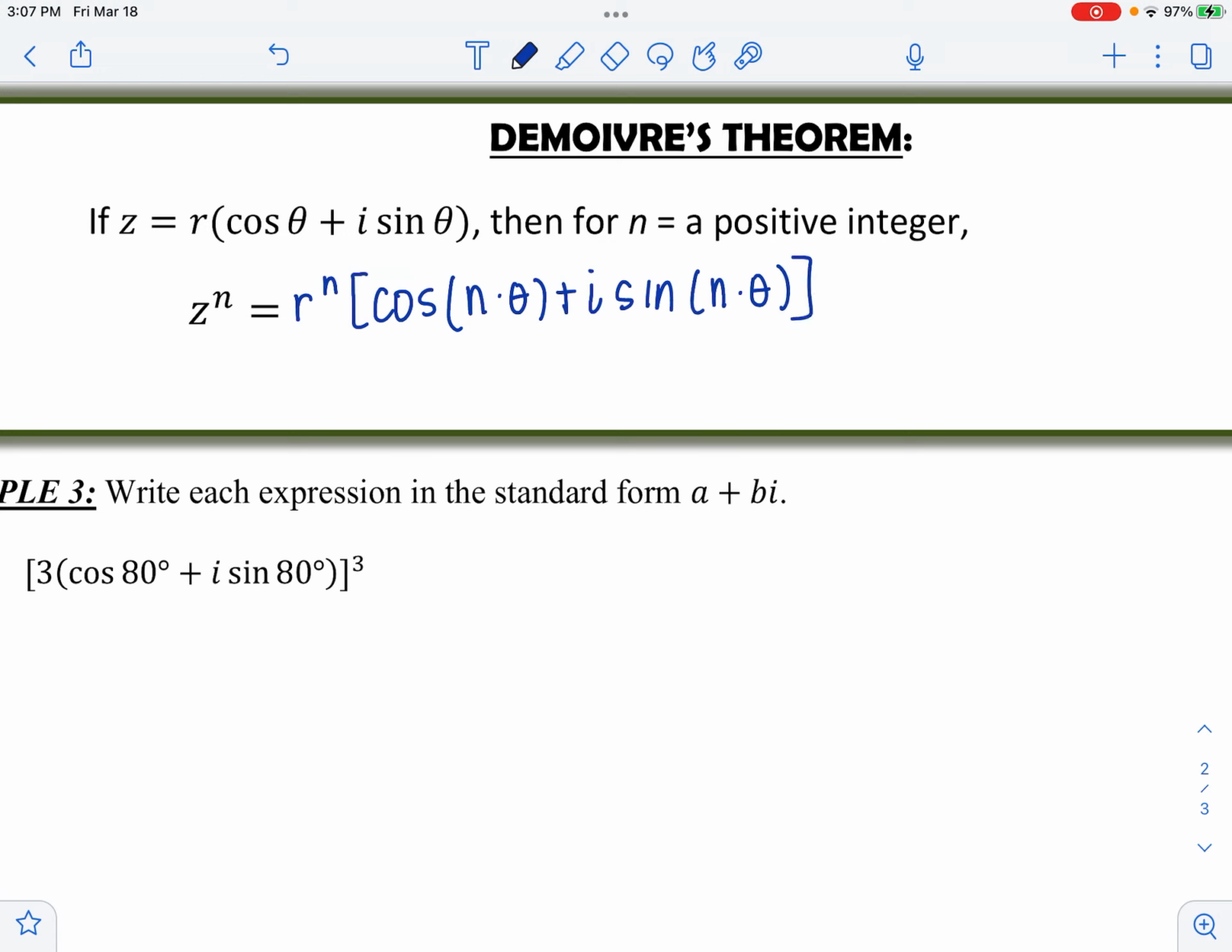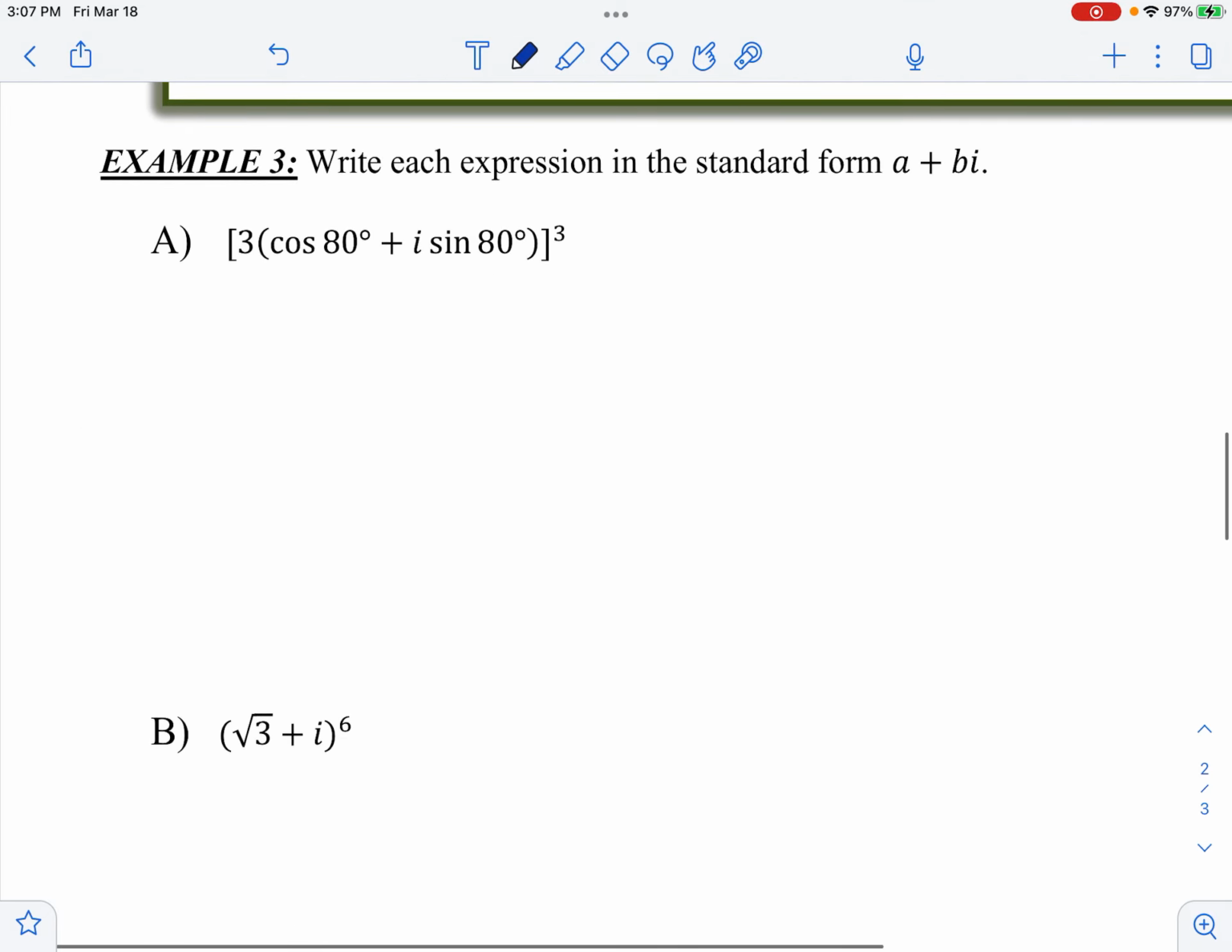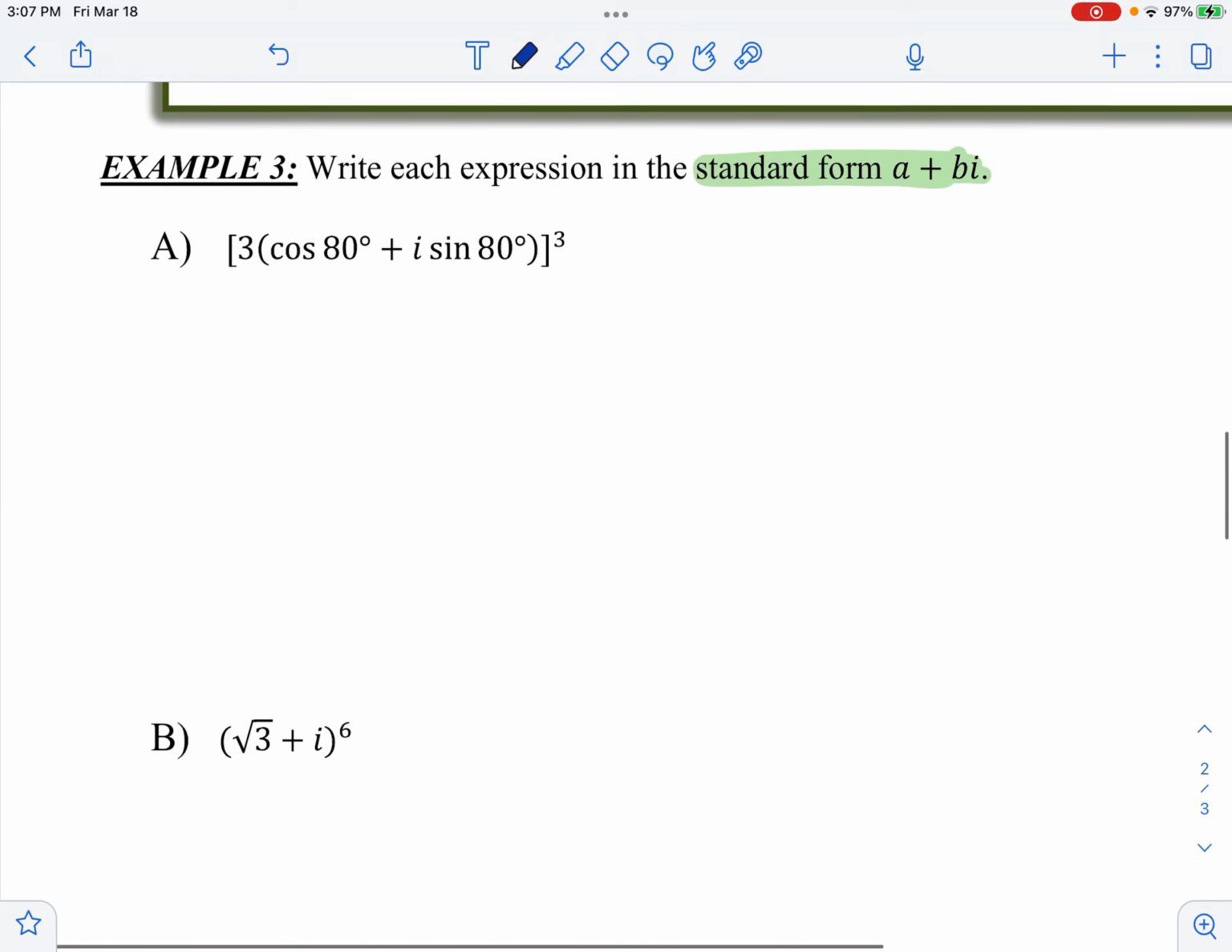So you take your r value, bring it to the power, and then multiply your thetas by that power. Same thing goes: if it's over 360, you subtract 360 until you get it between 0 and 360. And if it's under 0, then add 360 until you get it between 0 and 360. All right, this says write each expression in standard form, a plus bi. So we're not going to keep our answer in polar form. That means we are going to get angles that we know from the unit circle.